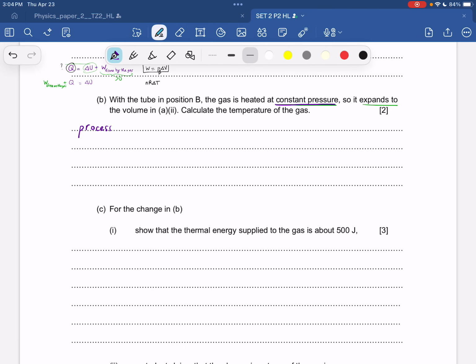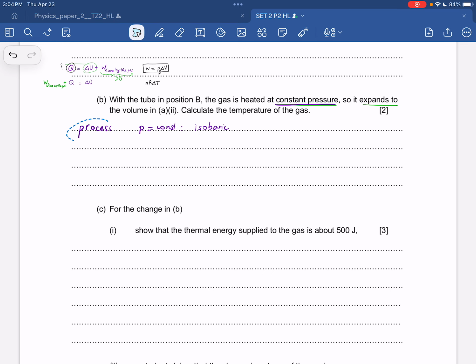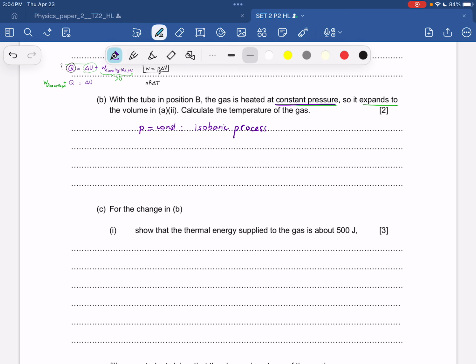So when we have the pressure as a constant, that is an isobaric process, right? And do you remember any special thing about the isobaric process? Is there any formula we can use? There is, right? So what is that one? That is V initial over T initial equals V final over T final, right?